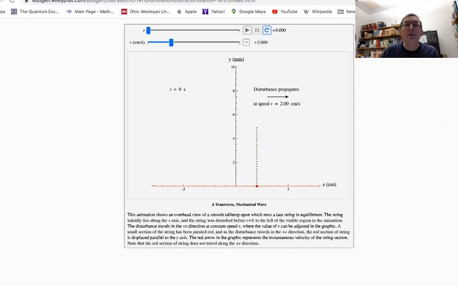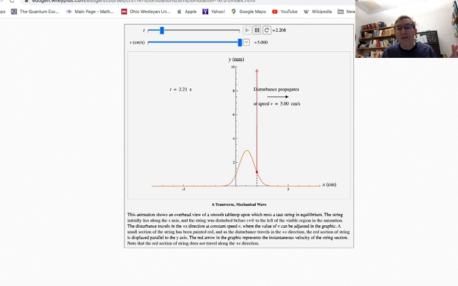Now what I can do in this animation is change the v of the disturbance, the wave. The biggest I can make it is a v of 5 centimeters per second. All right, now I want us to watch. First, focus on the disturbance traveling to the right.